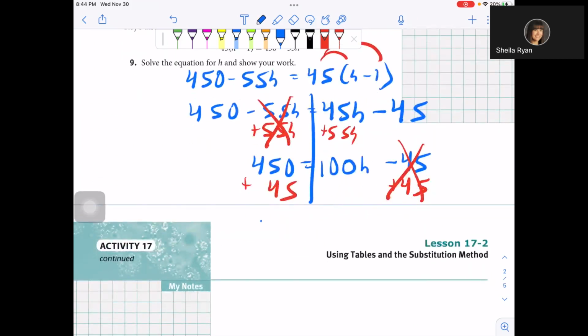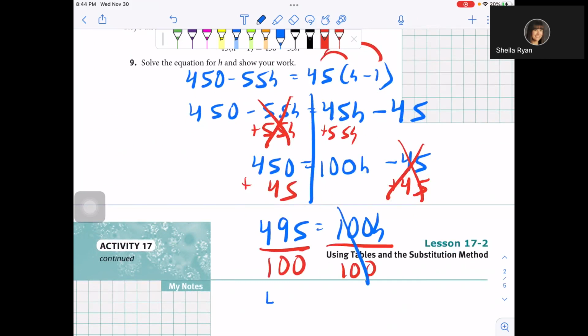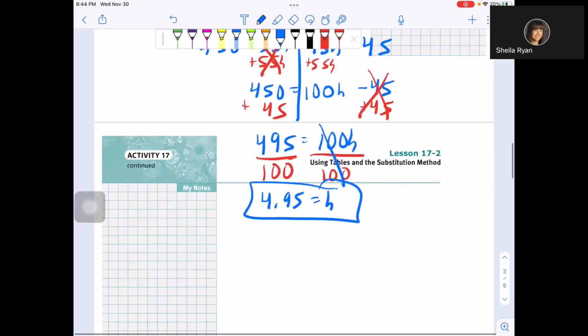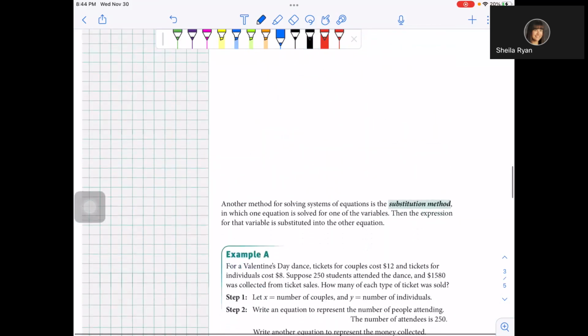Almost finished here. We have 495 is 100h. And then my very last step, I'm going to divide by 100 and divide by 100. And that comes out to 4.95 is h. Okay, pause as needed if you need more time.